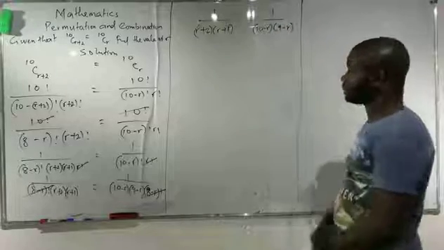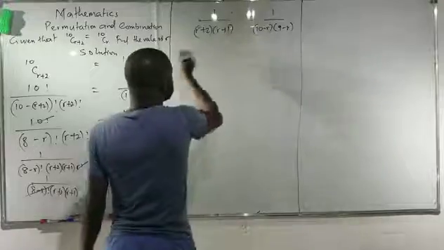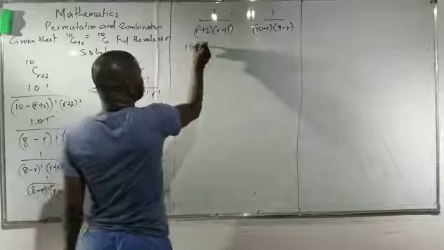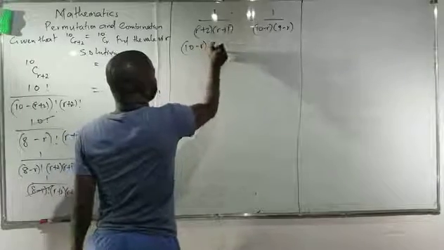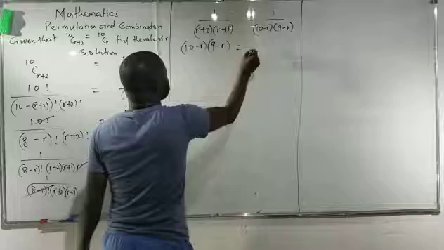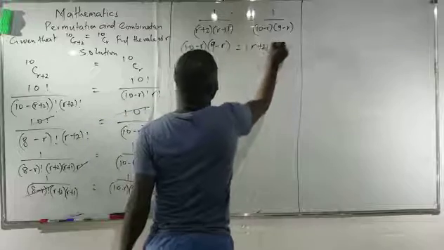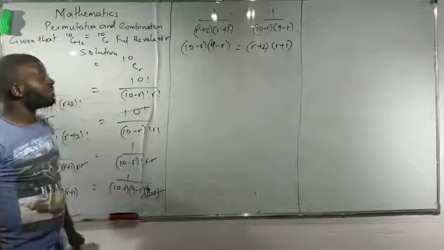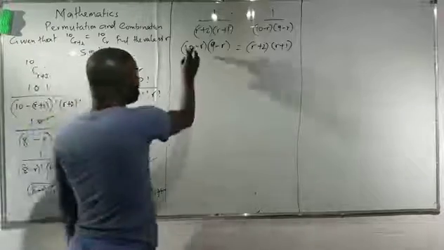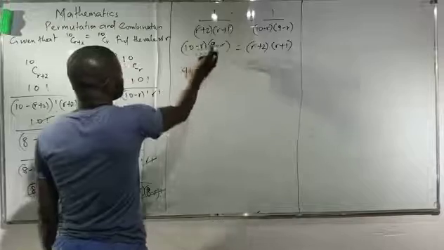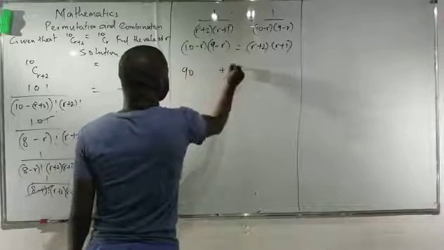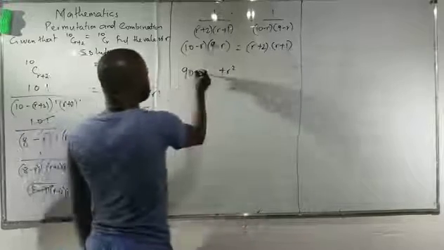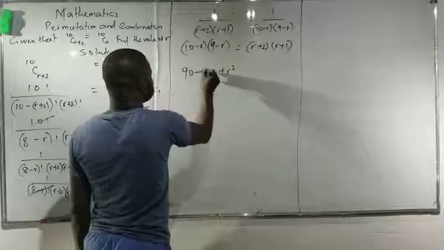Now, at this junction, when I cross multiply, this is not elementary maths, I'll be having (10 minus r)(9 minus r) equals (r plus 2)(r plus 1). Mind you, I've cross multiplied. Since I've cross multiplied, how will I expand this? This times this will give me 90. r times r will be plus r squared. This times this will be what? Minus r. And this is going to be minus r. It means I'll be having minus 19r.